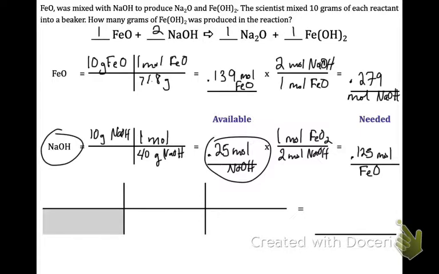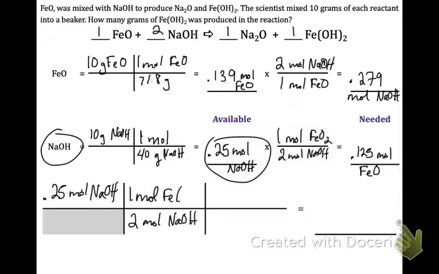The question then says, how many grams of iron 2 hydroxide was produced in the reaction? Let's go ahead and turn moles of sodium hydroxide into grams of iron 2 hydroxide. So I know I have 0.25 moles of sodium hydroxide. Let's use our mole ratio to convert that into iron 2 hydroxide. There are 2 moles of sodium hydroxide for every 1 mole of iron 2 hydroxide.